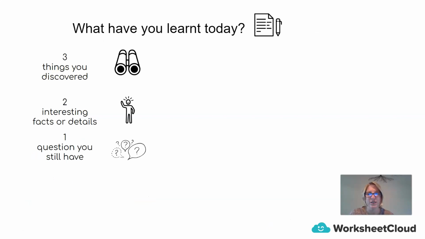So we're going to have a 3, 2, 1 activity just to recap everything that you have learned today. So I would like you to write down 3 things that you have discovered in today's lesson, 2 facts or details that you found interesting, and 1 question that you may have.